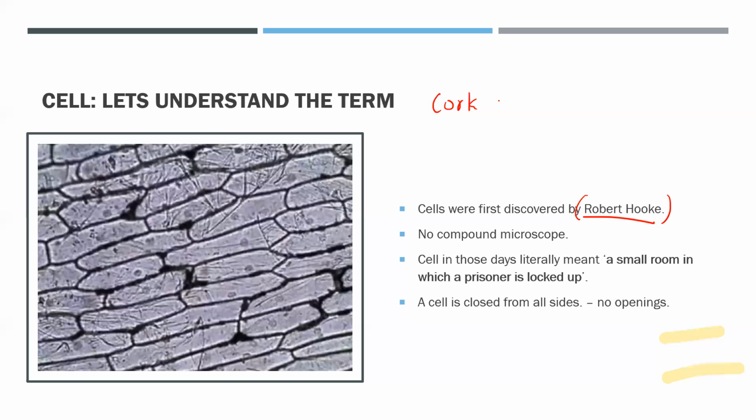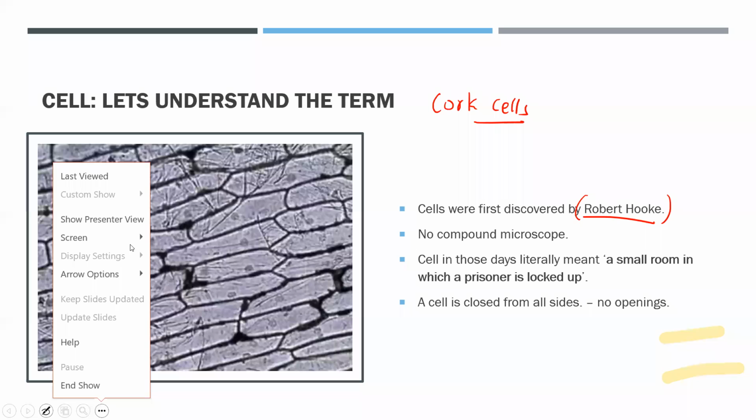Now, what are cork cells? Cork cells are those cells which are present in the bark of a tree. The bark of a tree has some cork cells, and those cork cells were studied by Robert Hooke. And when he saw the structure, he was able to observe some pattern.